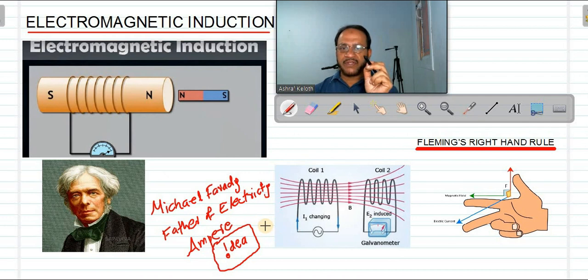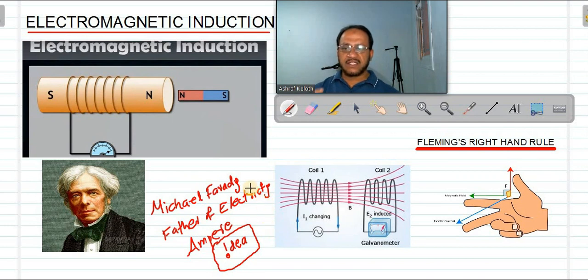The first experiment of Oersted. What Oersted discovered was that when current was passing through a wire, a magnetic needle deflected. Because when current passes through a wire, it produces a magnetic field, the concentric circles. So Faraday thought in the reverse way. If a current can produce a magnetic field, why can't a magnetic field produce current? With that idea, he started doing experiments.